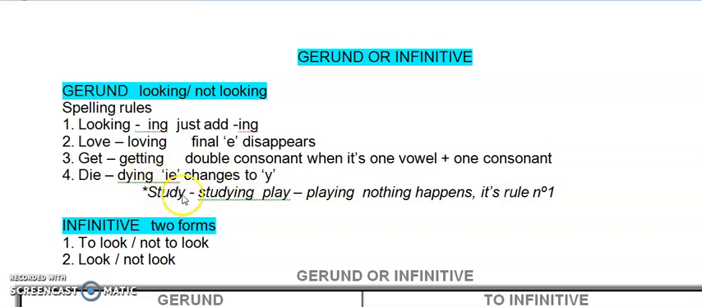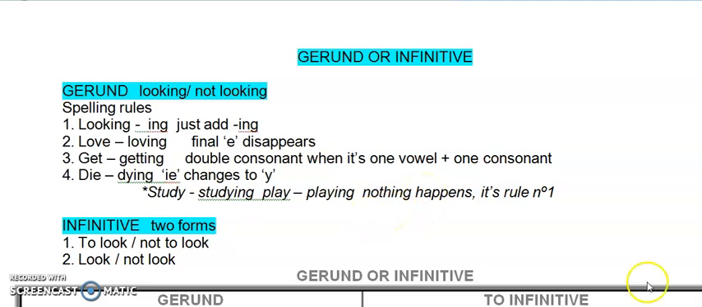Remember, nothing happens when the verb ends in y, like study or play, no matter if the y is preceded by vowel or consonant. Nothing changes, and so we stick to rule number 1 for those, all right? So study, studying, play, playing, nothing happens. It's rule number 1, right? We only add ing to them, and there's no other change.